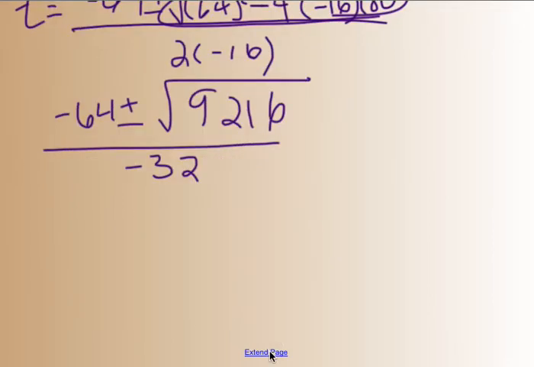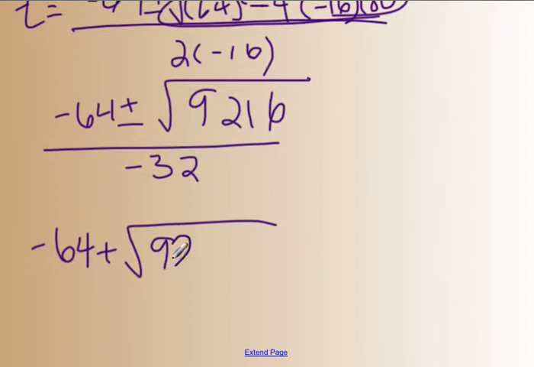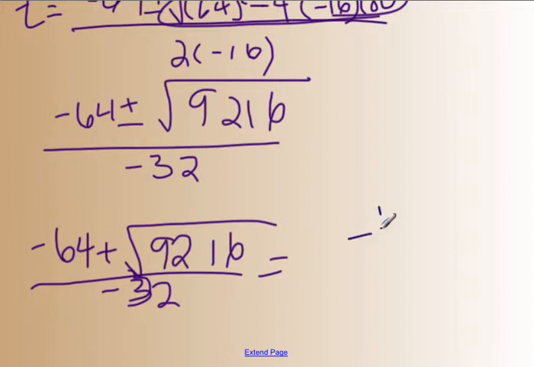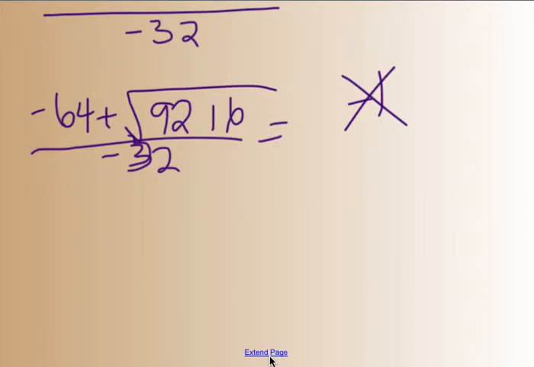Now I can calculate this out. The first thing I'm going to do is use the positive version. So negative 64 plus the square root of 9,216. Then I'm going to hit enter, and divide that by negative 32. And when I do that, I end up getting negative 1. Well, negative 1 doesn't make any sense. We can't have negative time. I'm not going to launch it backwards in time.